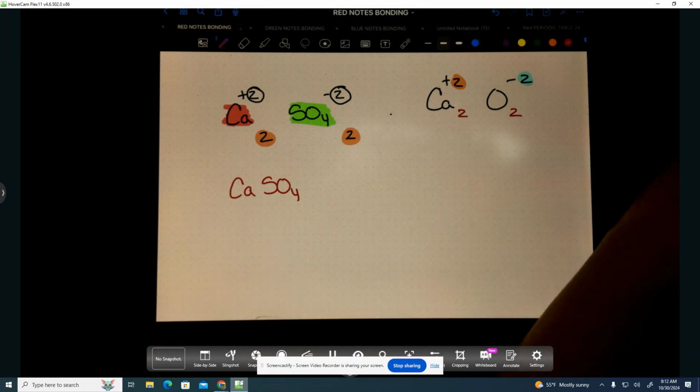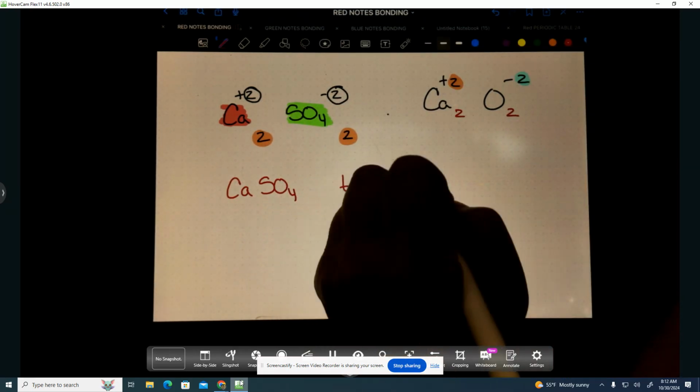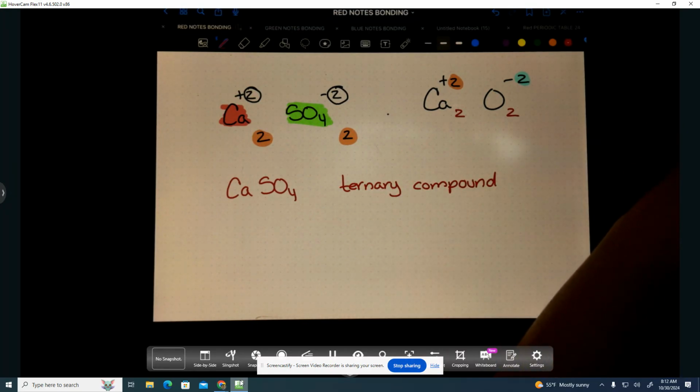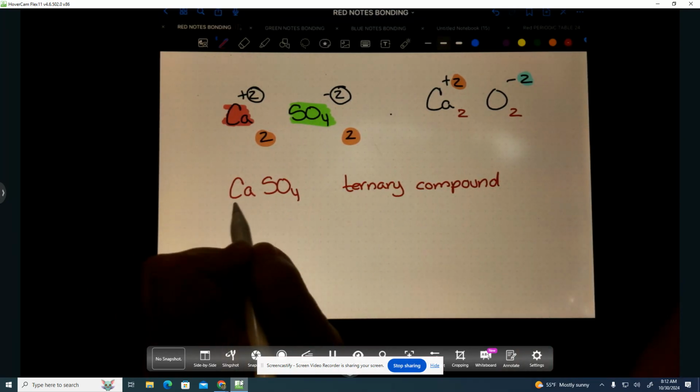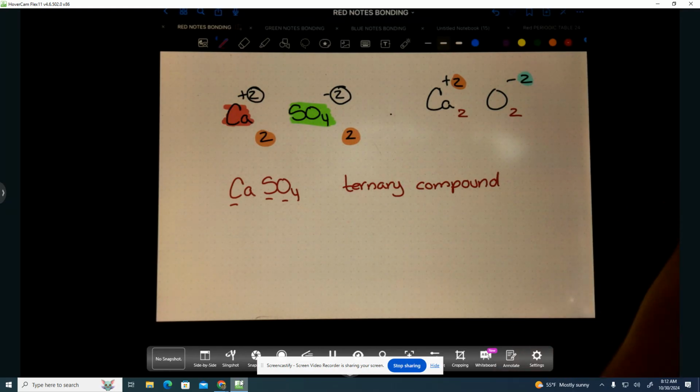This is no longer a binary compound. It is what we now call a ternary compound. It's ternary because I have 3 or more elements in the compound. I have calcium, I have sulfur, and I have oxygen. Okay? When you have a ternary compound, there is probably going to be a polyatomic ion in there somewhere. You've got to find it. That's why knowing your 7 or 8 polyatomic ions becomes very important.